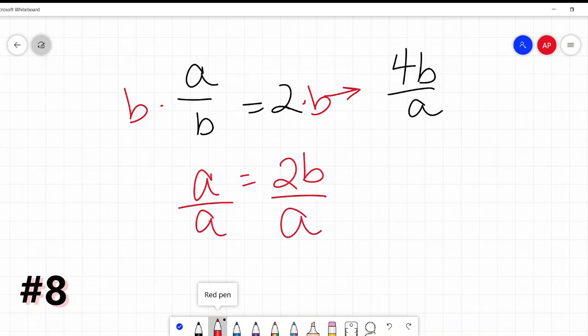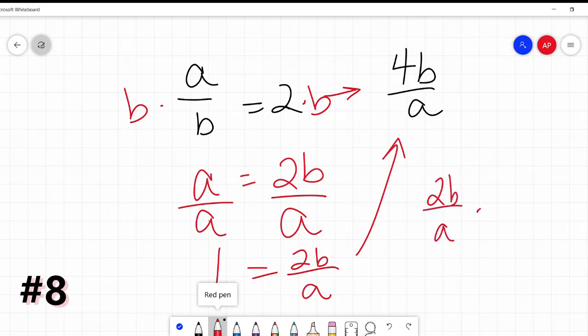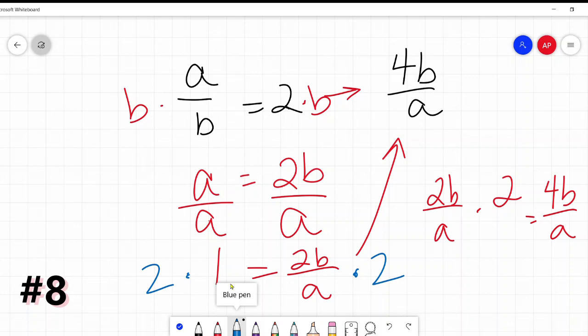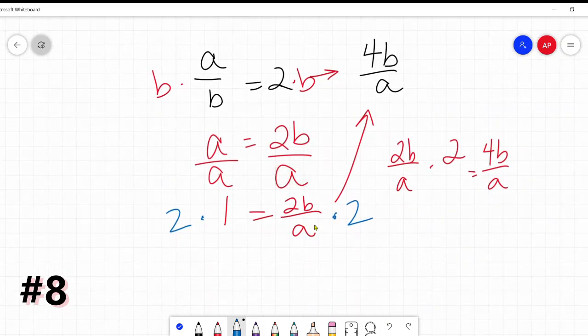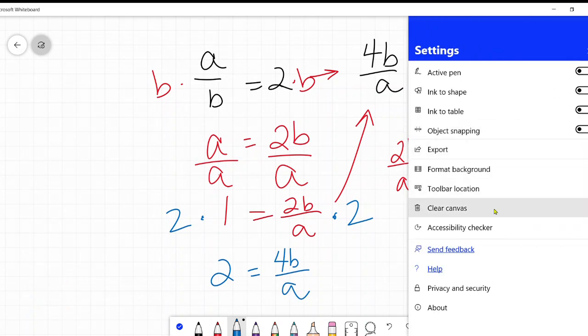That gets me my A on the bottom. And A divided by A is 1. We're assuming A does not equal 0. And so 1 equals 2B over A. Well, how do I get from 2B over A to 4B over A? I would multiply by 2. And that would give me 4B over A, right? So I'm going to multiply both sides by 2. And I get 2 equals 4B over A. Same answer, different method. Both work.